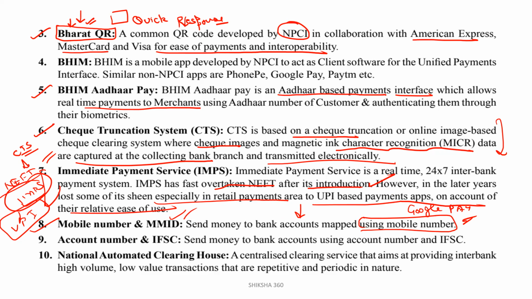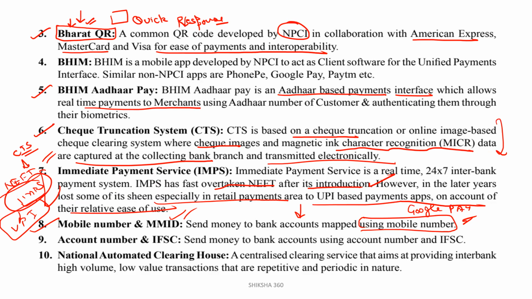Next one, that is account number and IFSC. This is the most traditional way, that is send money to the bank account using the account number and IFSC. And ACH, that is like we can do ECS, electronic clearing service. It has to be controlled by the NACH.